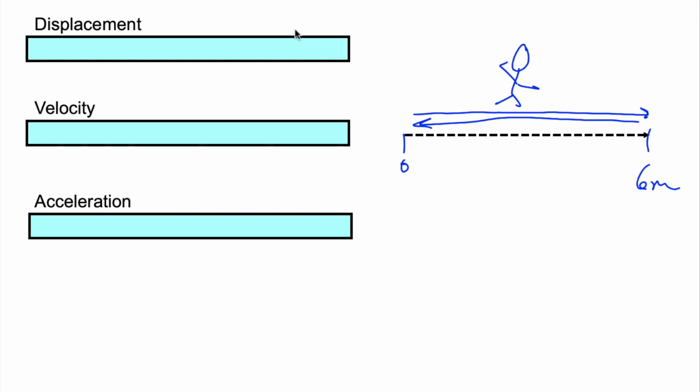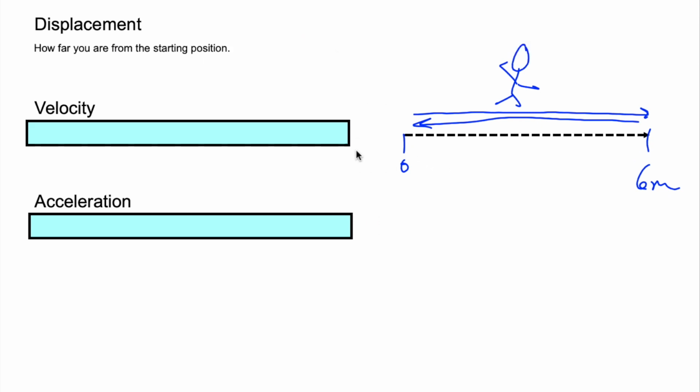So we say, what's the displacement? What does displacement represent? Well, here, displacement is just how far you are from the starting position. So if this person goes 6 meters that way, and then 6 meters back, their displacement is 0, because they're back where they started. Don't get that confused with distance. Distance would be the total amount moved, so here it would be 12 meters, because they went 6 meters this way and 6 meters back.